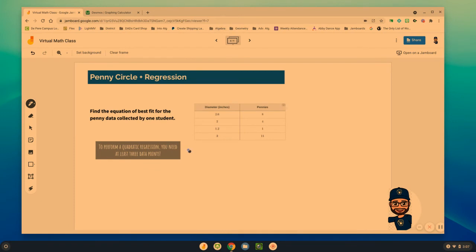Now, here's an example from yesterday's penny circle regression, right? The larger the diameter of the circle got, we probably could fit more pennies into it, right? And so this is what one student collected. And so we're going to punch this into Desmos, and then we're going to see if we can use that to predict certain information.